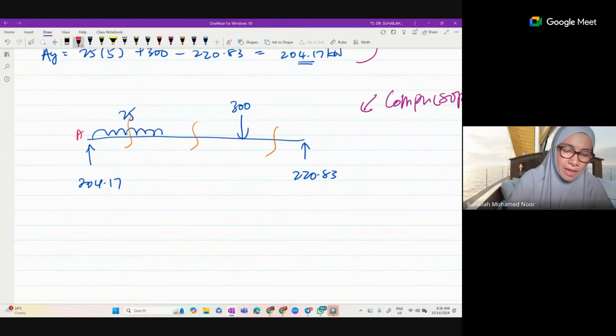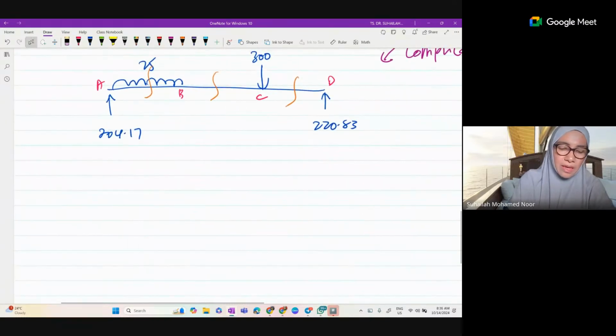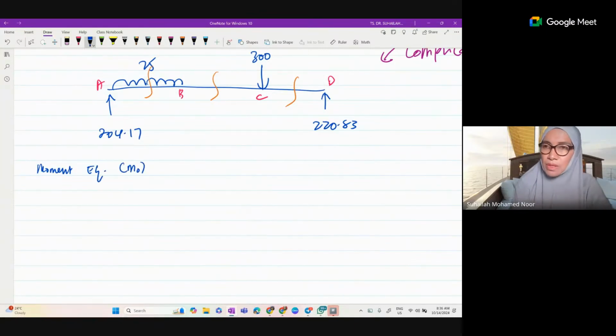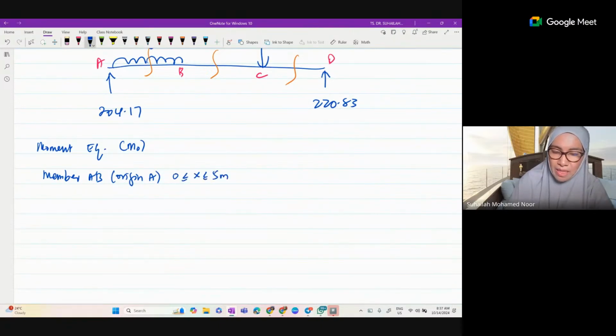So we have A, B, C, and D. Okay, so we will have 3 cutting sections. So we want to write moment equation now. So in moment equation, this is M naught because this is primary beam. So in moment equation in primary beam, we have member AB. We have to decide the origin. Origin is A and limit of X is 0 to 5 meter.